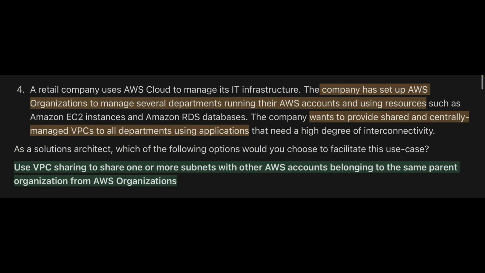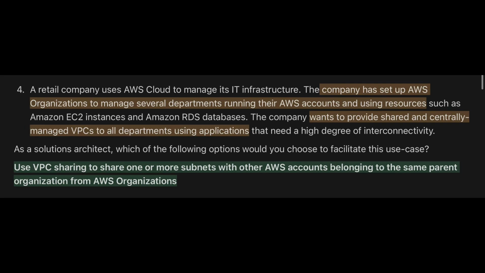And then if a company has set up AWS Organizations to manage several departments running their AWS accounts and using resources, and they want to provide shared and centrally managed VPCs to all departments using the applications, then they should use VPC sharing to share one or more subnets with other AWS accounts belonging to the same parent organization from AWS Organizations.